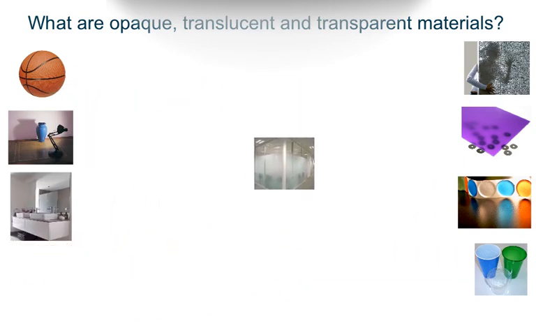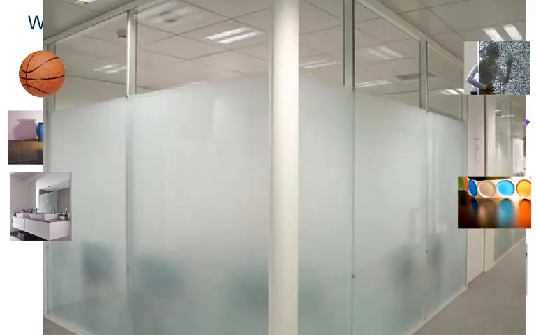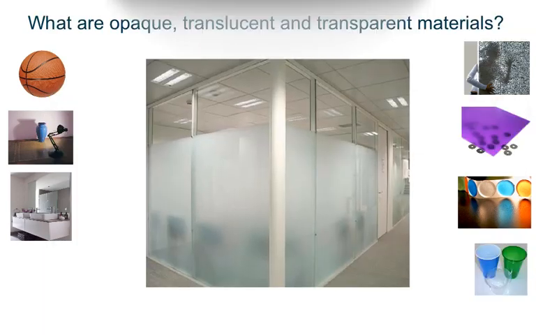And here is a typical thing that you may see in some of your father's office, where you have glass walls or glass doors, and they're made of both translucent and transparent materials.